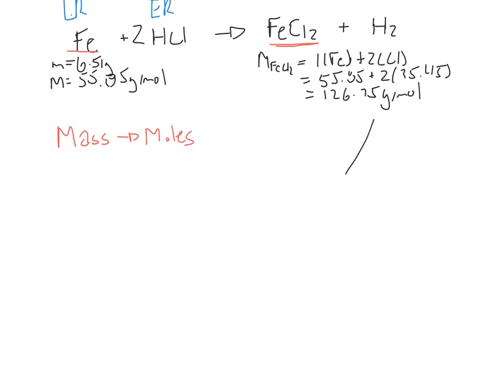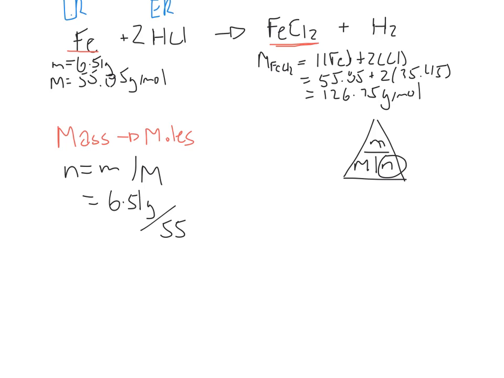So let's consider our triangle. We know that if we are looking for number of moles, we need to take mass and divide it by molar mass. So in this case, number of moles is equal to mass divided by molar mass, which in this case, my mass is 6.51 grams. My molar mass is 55.85 grams per mole. Those grams are going to cancel out, and I am going to be left with n equal to 0.12 moles. So I know that I have 0.12 moles of iron. Perfect.